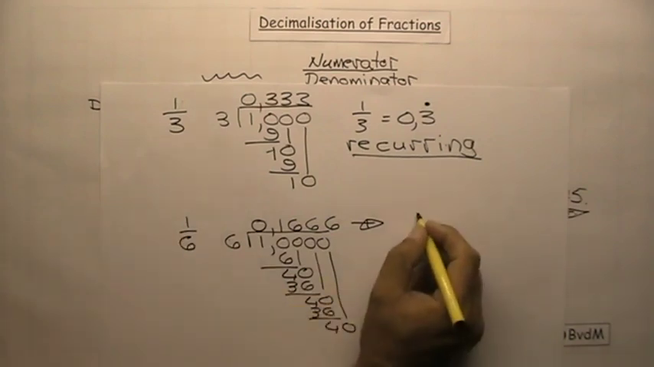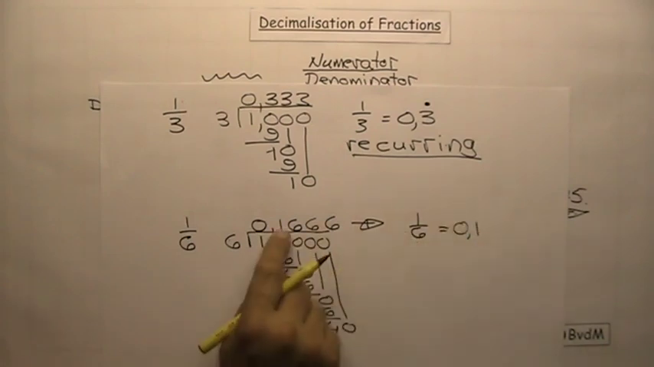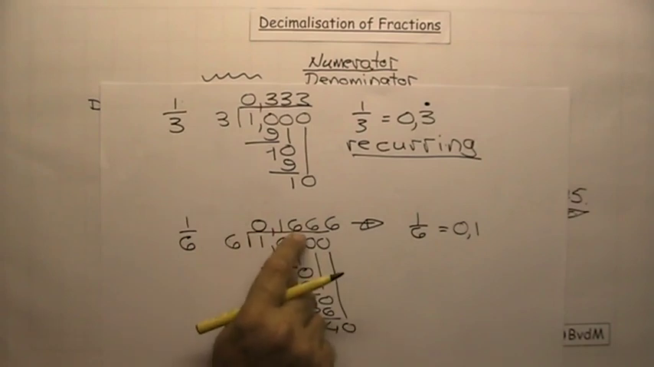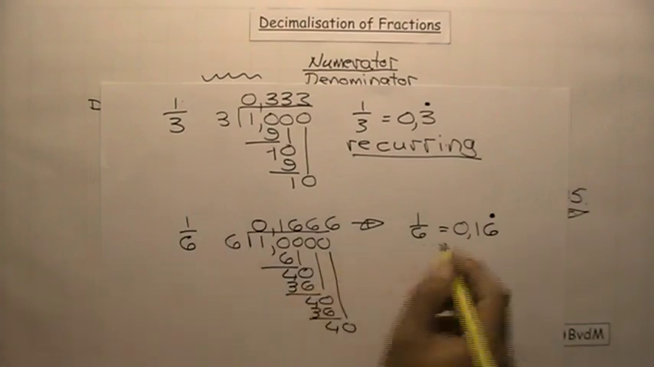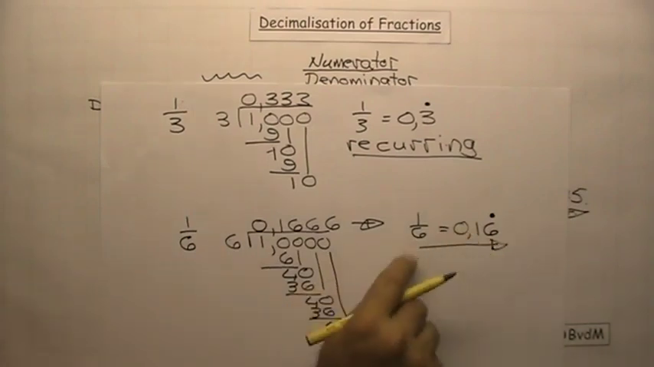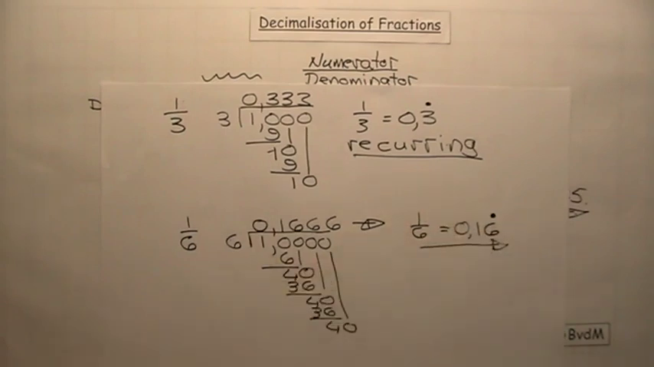So now I write this as 1 over 6 is equal to 0,1. I write the 1 only once. The 6's are recurring. So I put the recurring mark on top of the 6. And I read that as a sixth is equal to 0,16 recurring. Do the exercise.